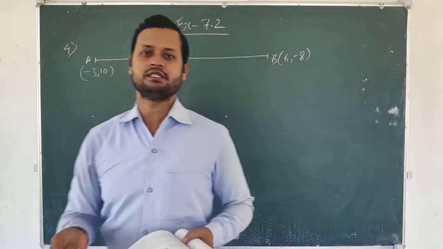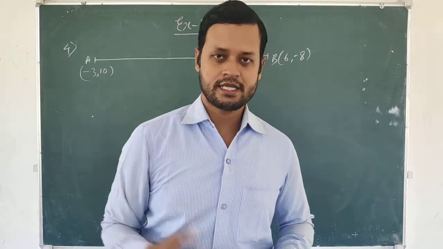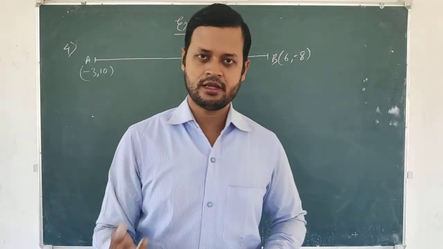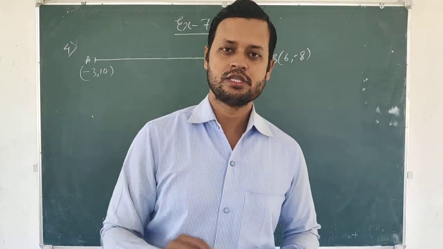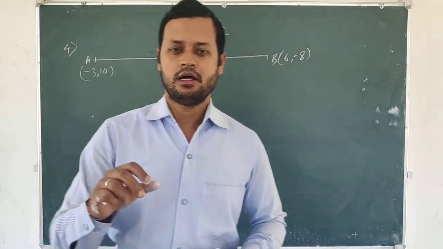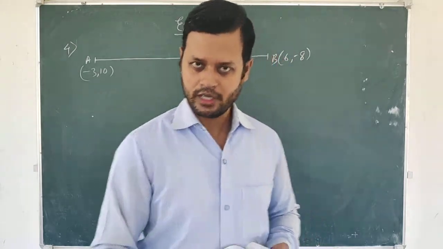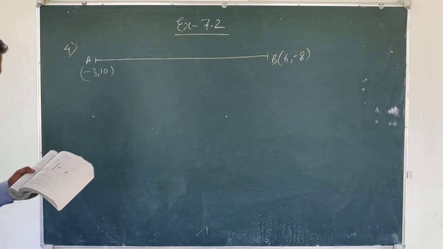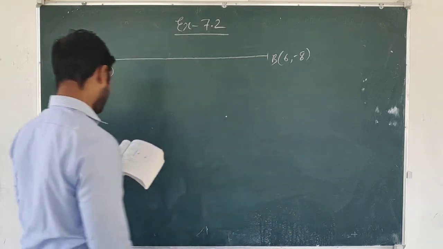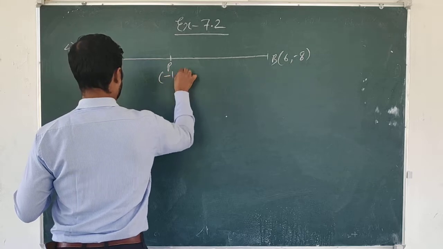For each and every sum of these, you don't need to draw the diagram. I am just giving the diagrams to make you understand the topic or the sum properly. These diagrams are not essential when you do these sums. But because you are learning these things newly, I thought that if I explain these things with the help of diagrams, it will be very useful to you. So one point is -3, 10, which I am considering to be A. The other point is 6, -8, which I am considering to be B. And one point in between is -1, 6.